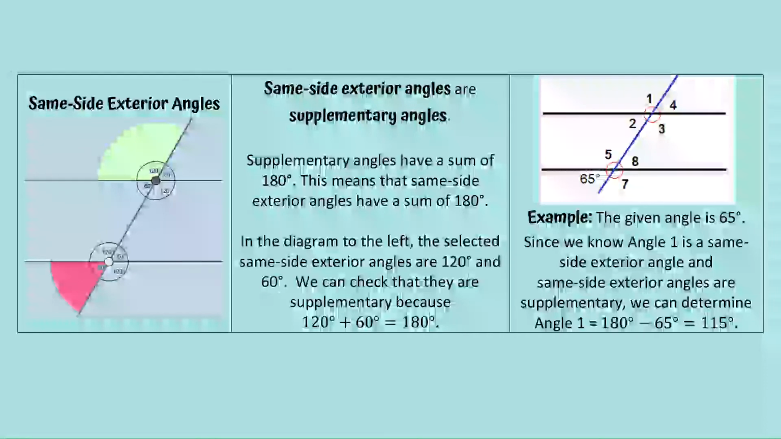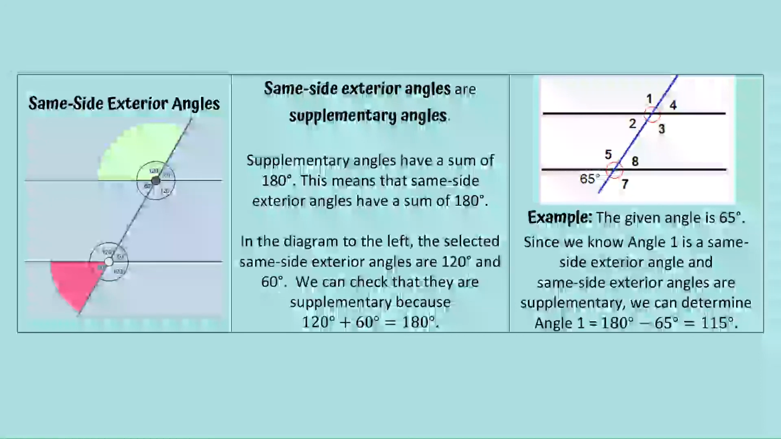In this problem, the given angle is 65 degrees. Now we're looking for same side exterior angles. So we're going to stay on the same side of the transversal, but we're going to go to exterior sides of the parallel lines. So if you start by looking at the angle that is 65 degrees, then the same side exterior angle is angle 1.